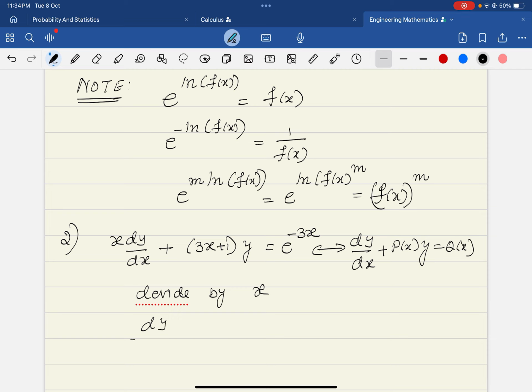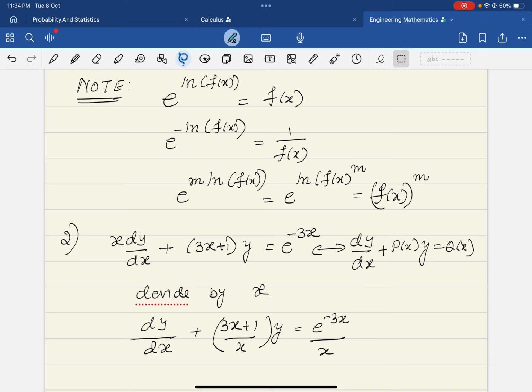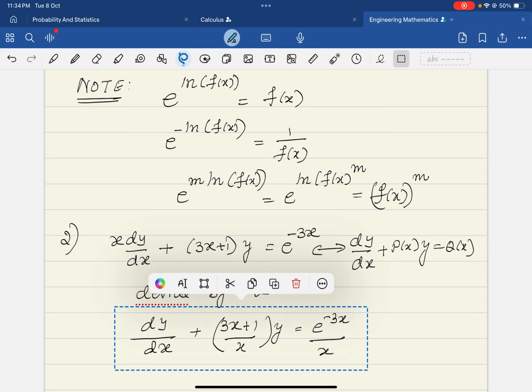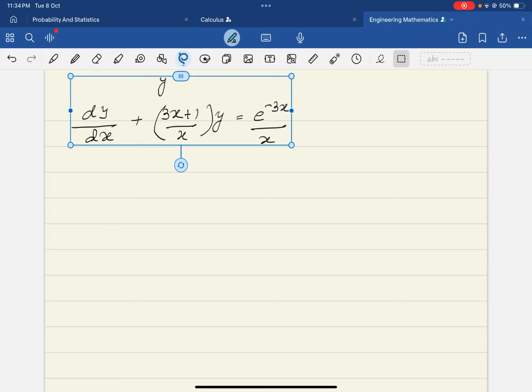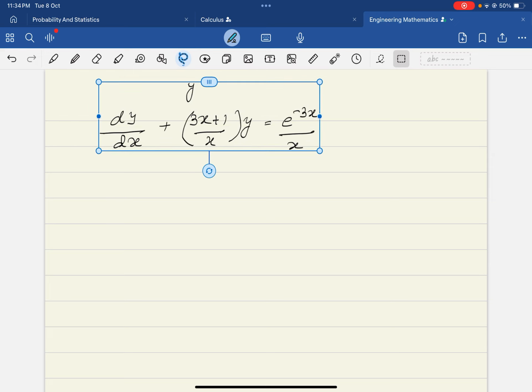Okay. So when you divide the equation by x, this becomes dy by dx plus 3x plus 1 over x times y is equal to e raised to minus 3x over x. So this is what we got after dividing the equation. Now our job is to find the solution for this. Let us see now what it is.